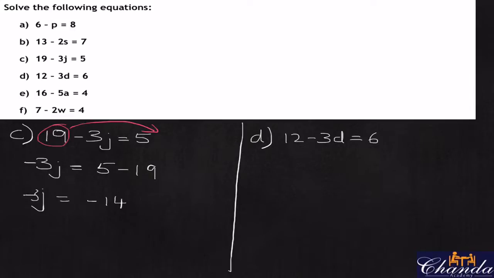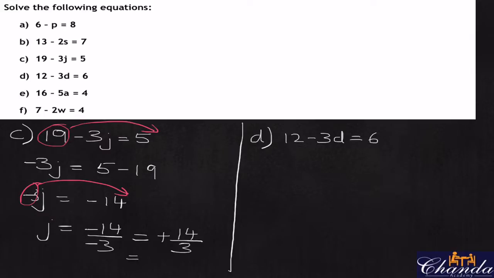Then we take the negative 3 to the other side this time. And remember, it just turns it into a division. The sign does not change. So that turns it into j, which is what's left on the left-hand side. And then we have negative 14 divided by negative 3. Negative and a negative gives us a positive, and that's simply 14 over 3. Or we can turn that into a mixed fraction, which makes it into 4 2/3.